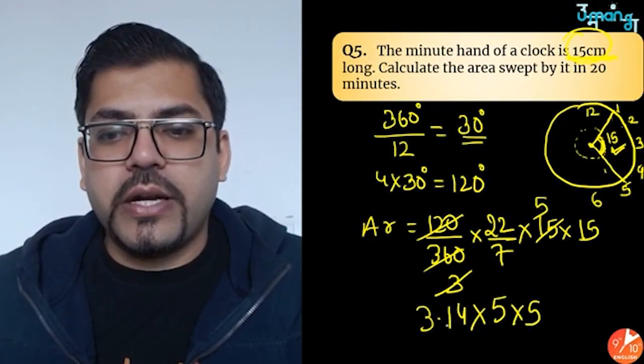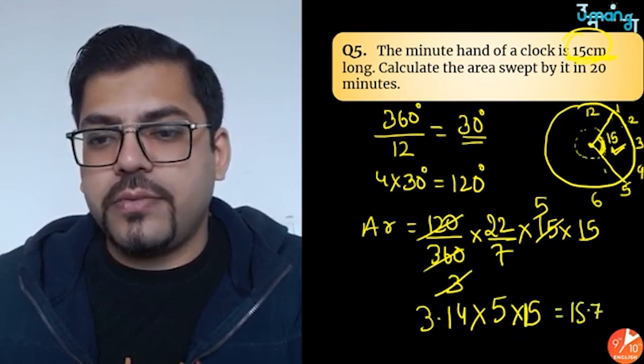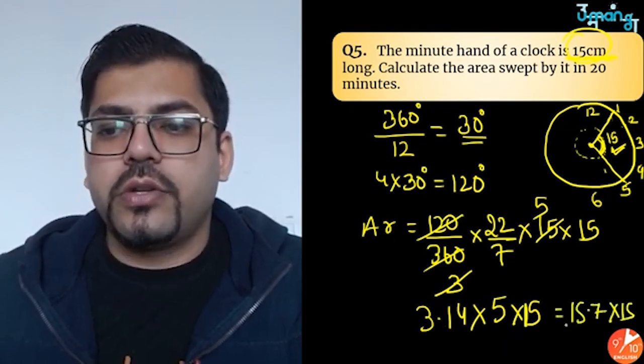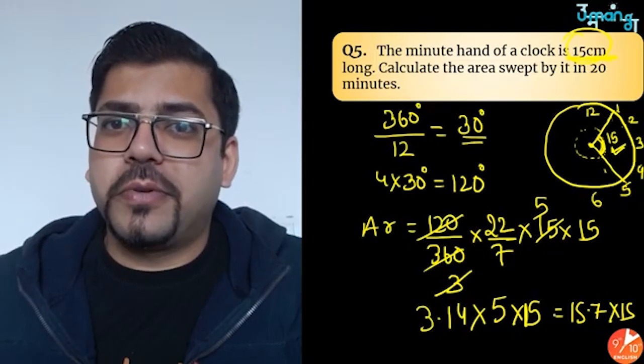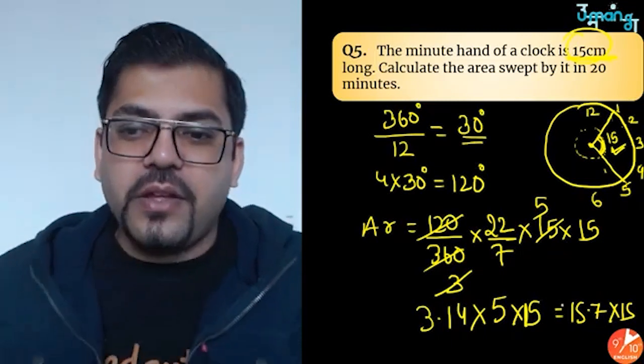So very simply, you'll get 15.7 into 15. Sorry, you'll get 15.7 into 15. So pretty simply, you'll get the answer. Believe me, very, very simple. Okay, so just try it once. You'll get the answer. Fine, people.